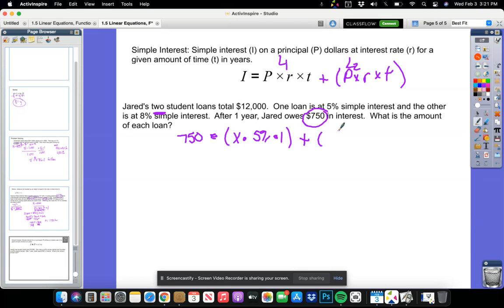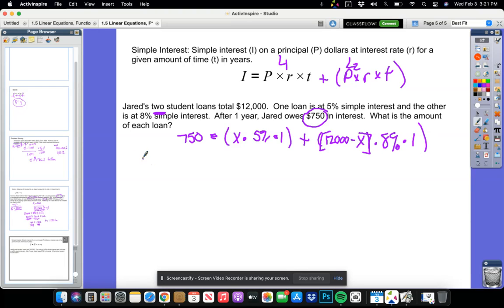Now here's the problem. We can't bring in another variable. We can't call this y, because that will mess everything up. But to guarantee that the amount that goes into loan 2 will total 12,000 with this one, we're going to say 12,000, the total amount, minus how much is in the first loan. So that's our x. We have to put a bracket on that because it's separate from that. Times the rate, 8%, times 1 year.